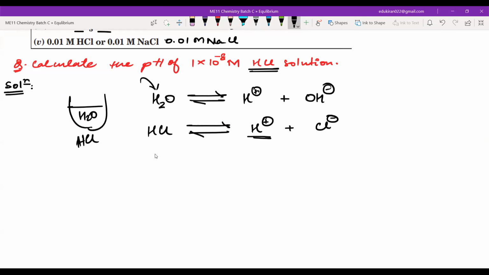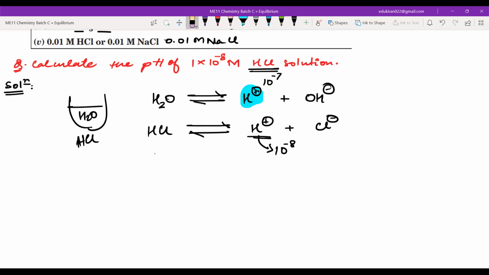Okay, but the concentration of H plus that I am getting from water is so small, that is 10 to the power minus 7, that we don't consider it when we have a concentrated strong acid. But when we have a very diluted strong acid, then we can see that, okay, fine. That means this concentration is 10 to the power minus 7, and the concentration that I'm getting from HCl is 10 to the power minus 8. Sorry, yes or no? Tell me.